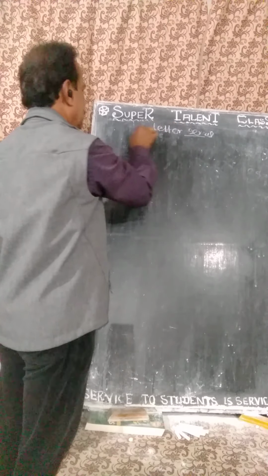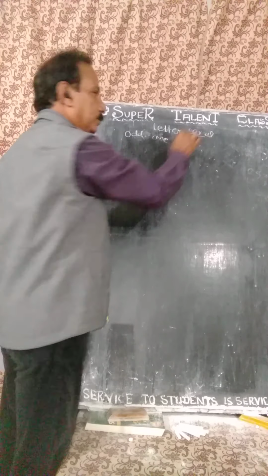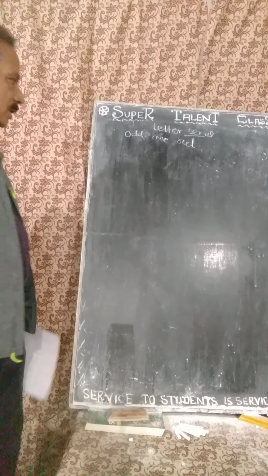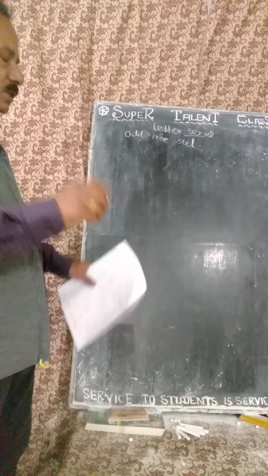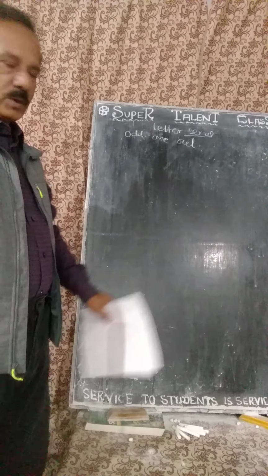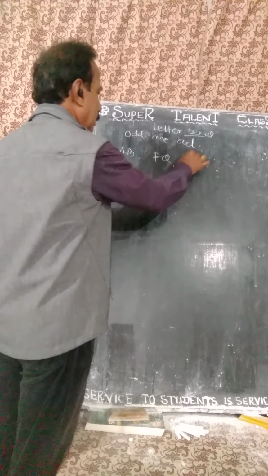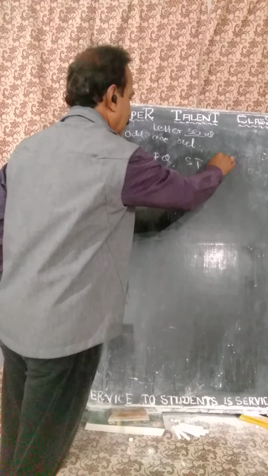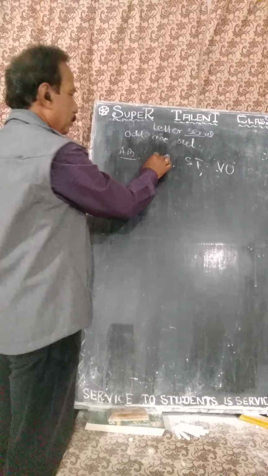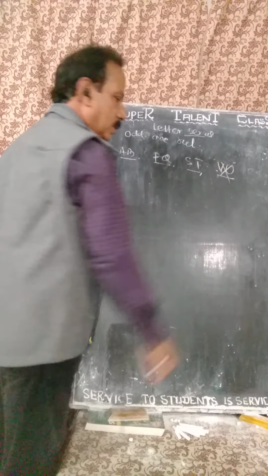So letter series, that is odd one out. You know the sequence of these letters, and I have already told you the logic: if anything does not match the other elements of the group sequentially, that will be the odd one out. Very simple, you see. A, B, P, Q, S, T, U, V. But here V, U is reversed, so this is the odd one out.